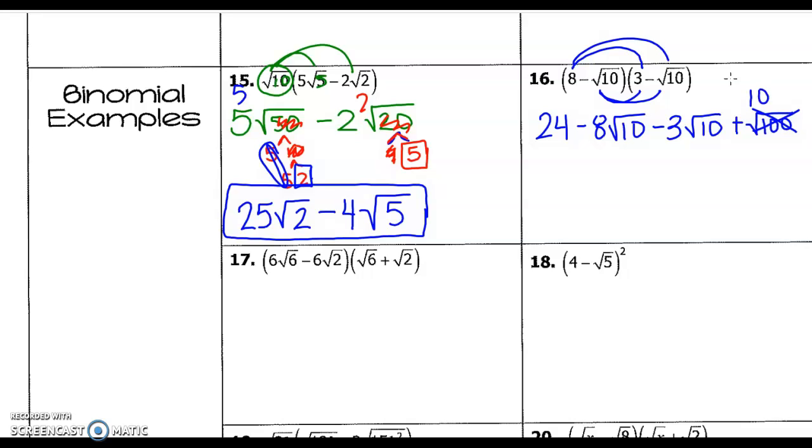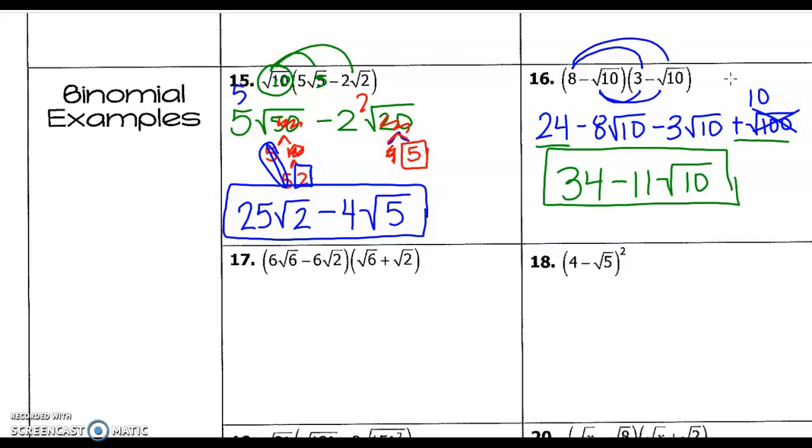So then let's see here. I can combine like terms. So 24 plus 10 is 34. I've got 2 radical 10, so negative 8 minus 3 would be negative 11 radical 10. Radical 10 is in simplest form because there's no pairs in there. So that is it.